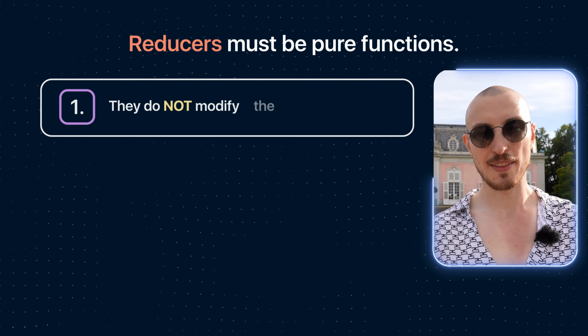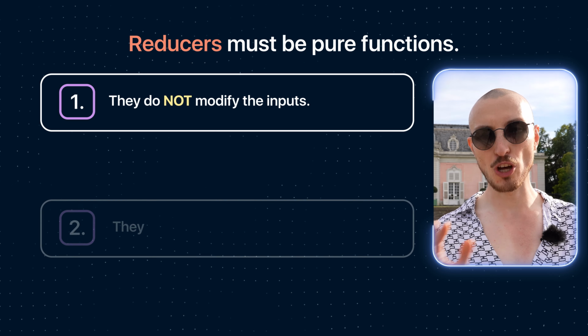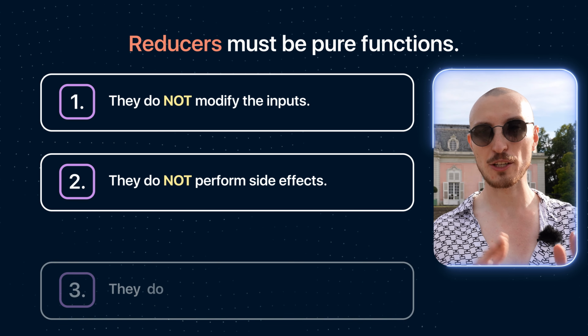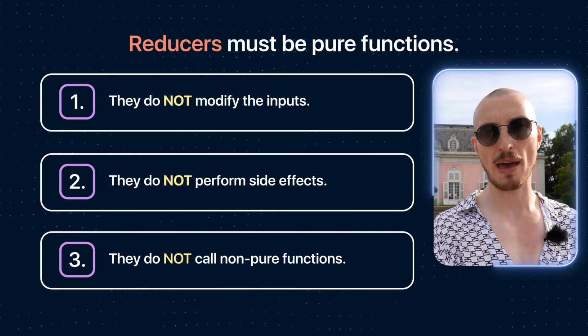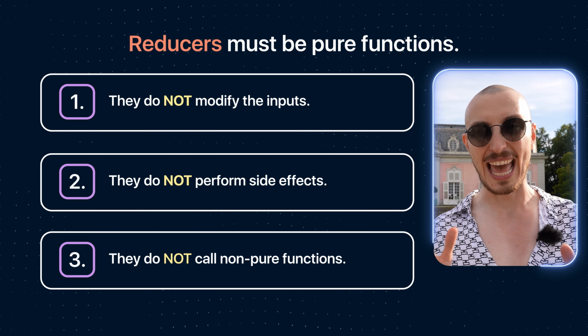Remember, your reducers must be pure functions. That means they do not modify their inputs, they do not perform any API calls, and they do not generate random values such as with Math.random or any new dates. And each case in your switch statement must use the return statement to prevent your switch cases from falling through.